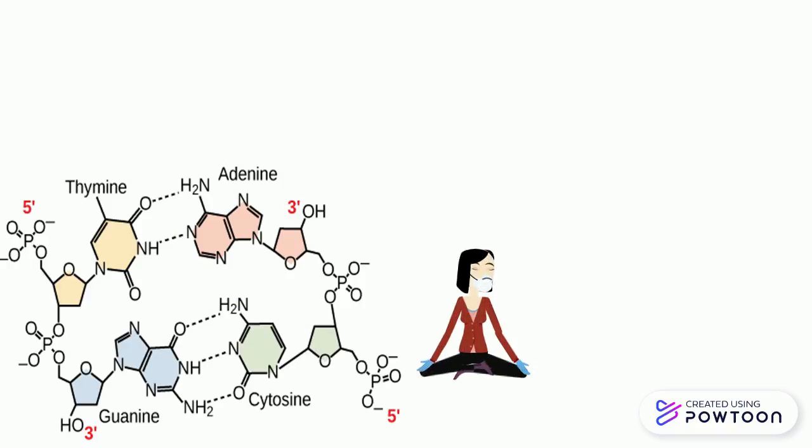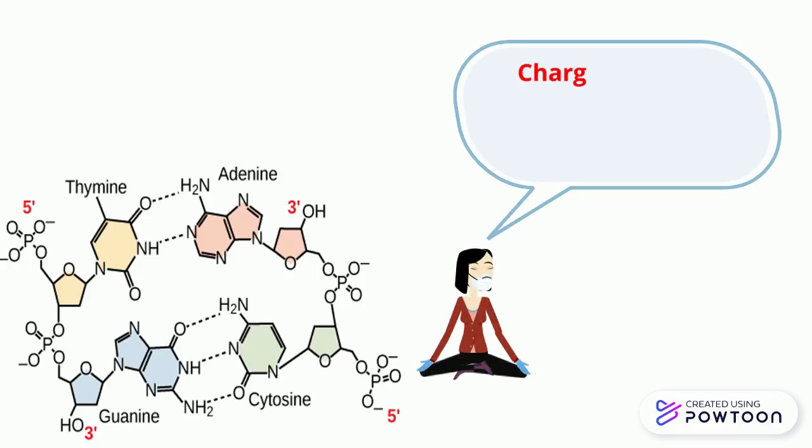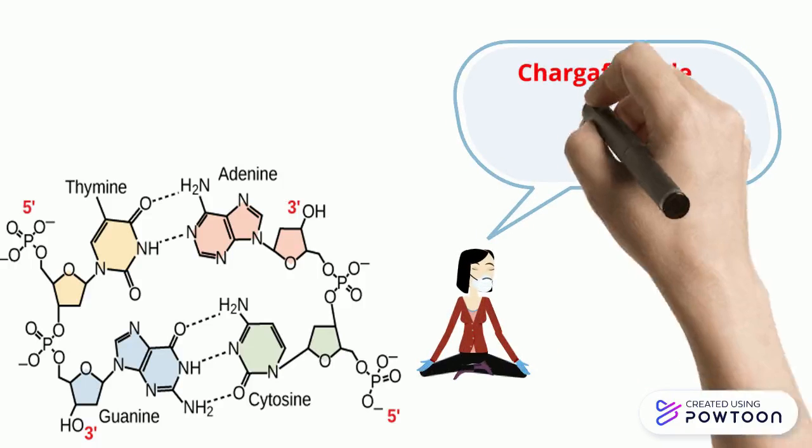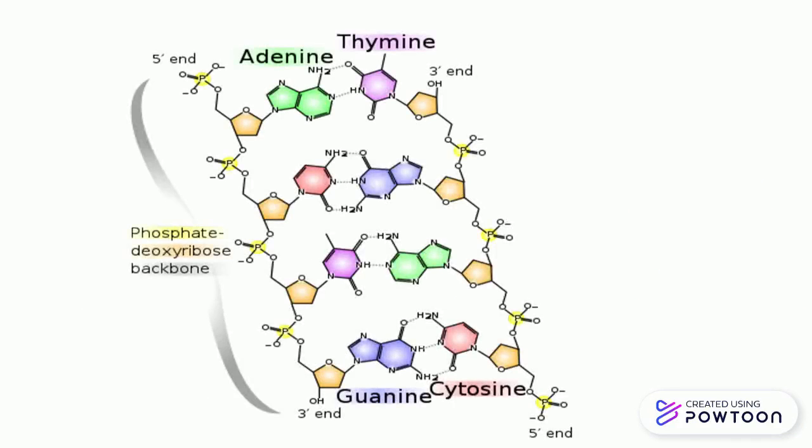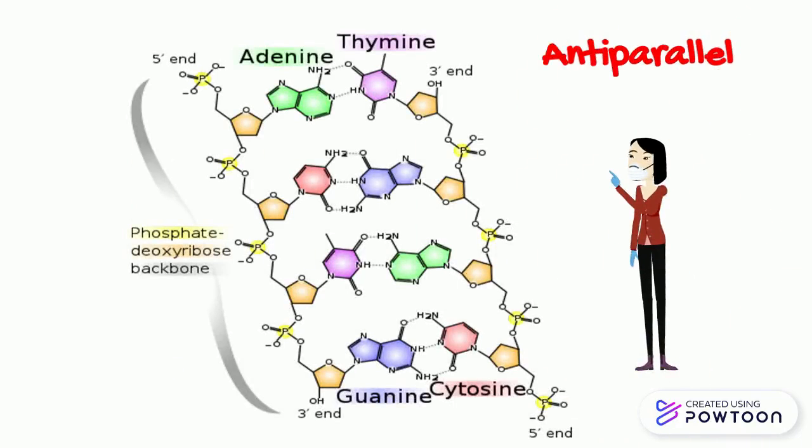Here we can also mention Chargaff's rule, which states that the amount of adenine is equal to the amount of thymine, as well as the amount of cytosine and guanine being equal. In addition, in a double helix structure, the strands of DNA run antiparallel, meaning the 5' end of one DNA strand is parallel with the 3' end of the other DNA strand.